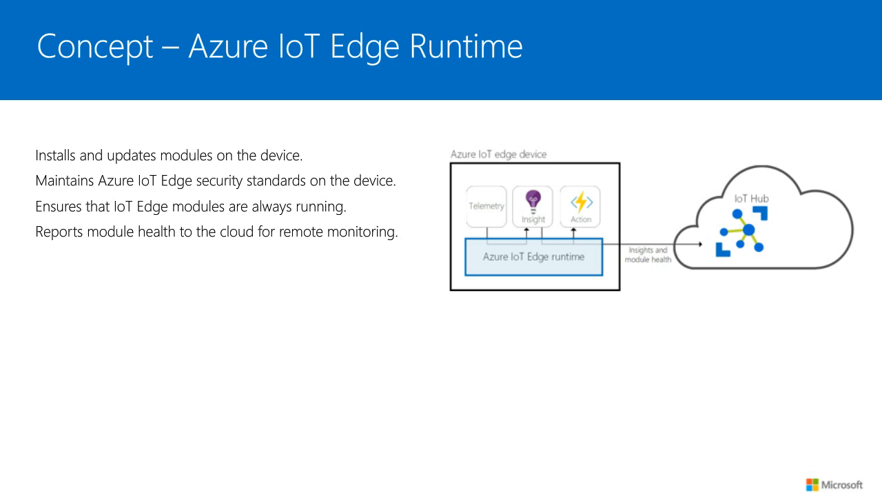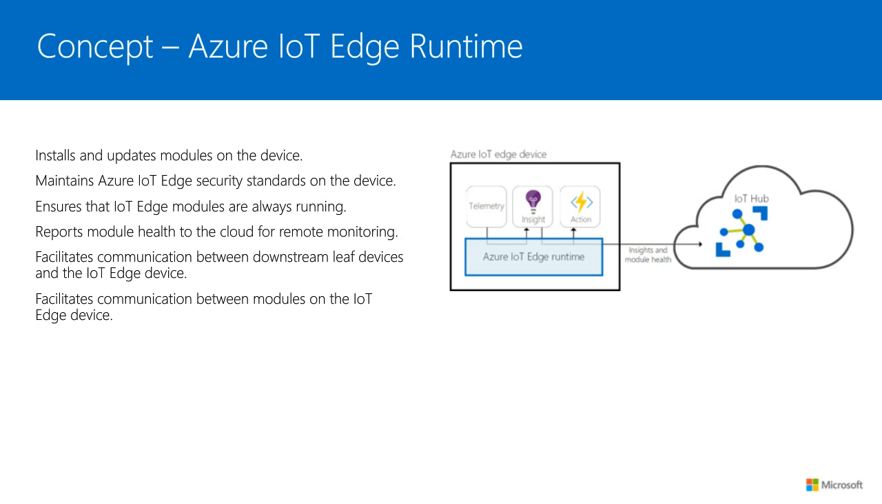It also facilitates communication between downstream leaf devices and the IoT Edge device. If you have leaf devices such as sensors that don't have network connectivity and cannot connect directly to IoT Hub, what you can do is connect them to IoT Edge, and the Edge device will act as a gateway for these leaf devices.